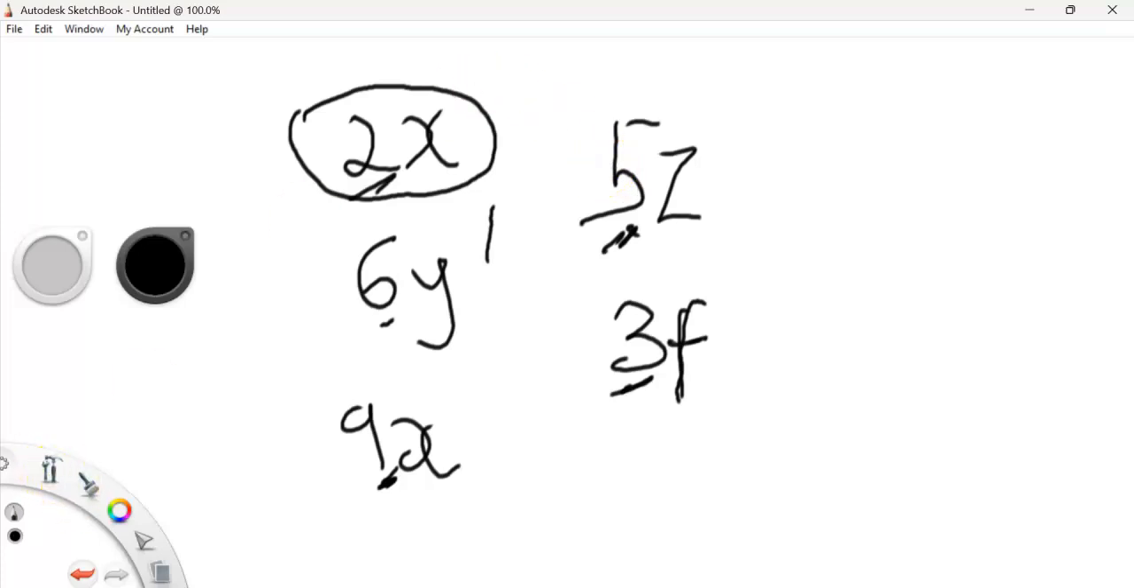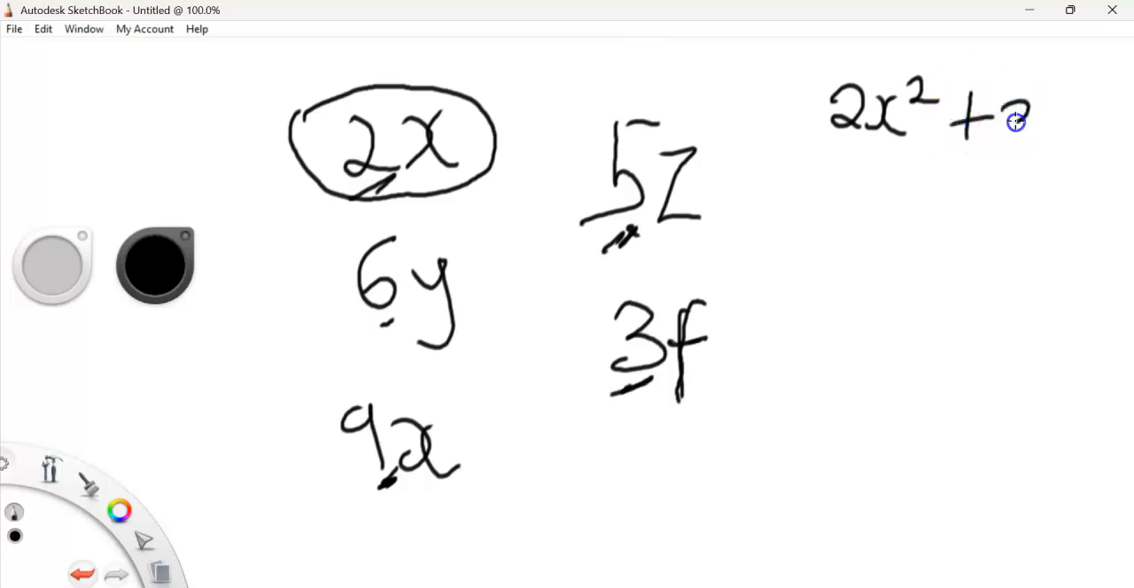So in essence, you are going to say that the coefficient is that number, the numerical value that is always associated with the alphabetical letter in any algebraic expression.